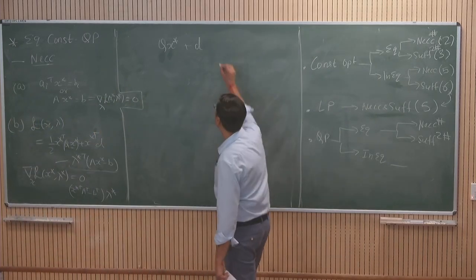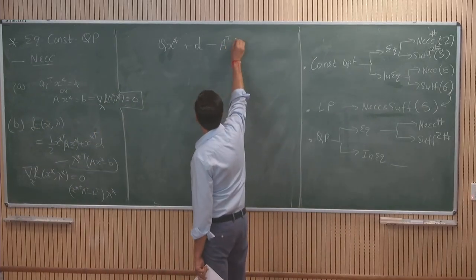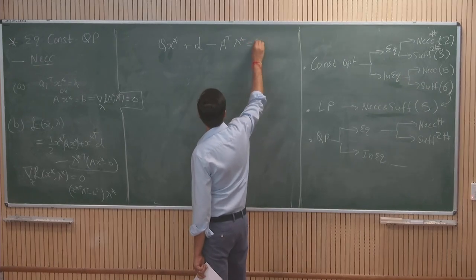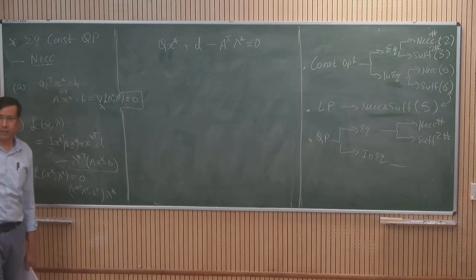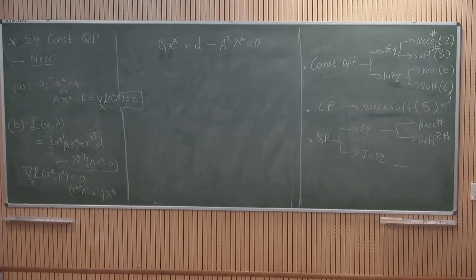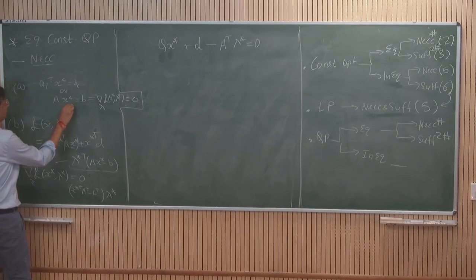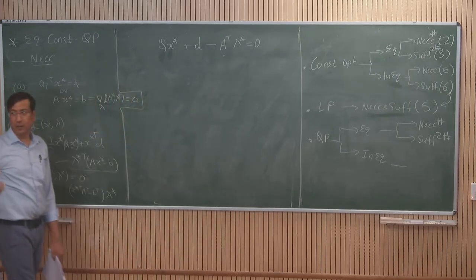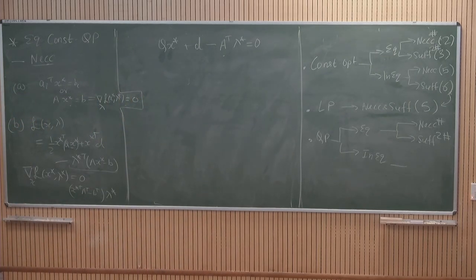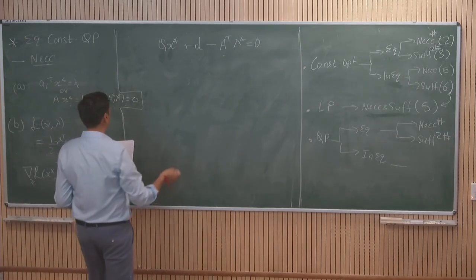A transpose lambda star minus A transpose lambda star equal to 0. Correct? This kind of thing we have done as a problem in the constraint. We go to something beyond that. So this is my one equation. This is my second equation. In fact, you had solved this with me when we did one example in the constraint optimization case. Correct? So we are going to solve for this.